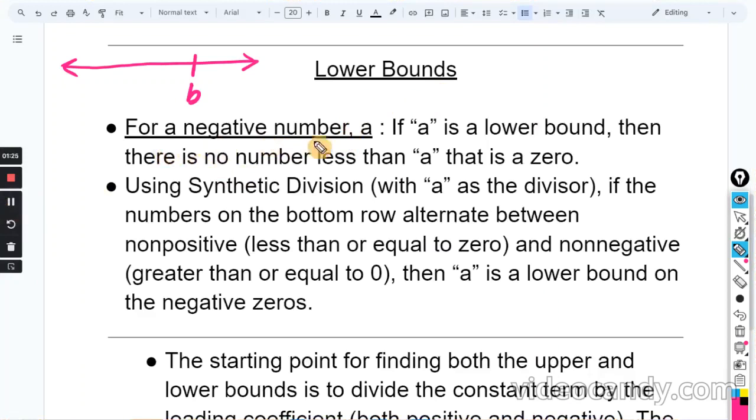Now for the lower bounds, for a negative number a, if a is a lower bound, then there is no number less than a that is a zero. So we did the upper bound, and then we have 0 in the middle, and a negative number a would be to the left of 0. If that's a lower bound, there is no number to the left of a that is a zero. Similarly to the upper bound, you use synthetic division with a as the divisor. If the numbers on the bottom row alternate between non-positive and non-negative, then a is a lower bound on the negative zeros. Non-positive is less than or equal to 0. Non-negative is greater than or equal to 0. So for the lower bound, it has to alternate back and forth once we use synthetic division. You'll see that in the example.